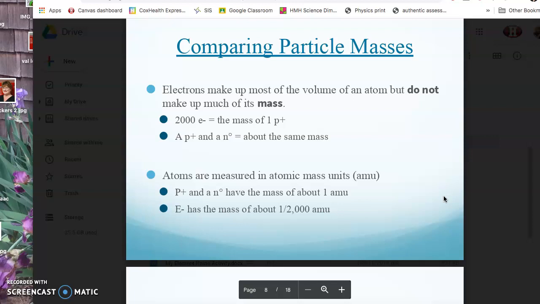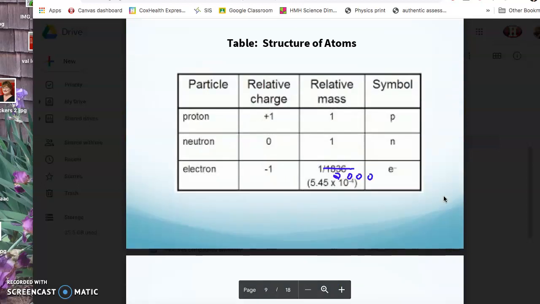Electrons, on the other hand, have about the mass of 1/2000th atomic mass units. So it's going to take 2,000 electrons to equal the mass of one proton. And we could put this all on this nice table to review what we just learned: the protons have a positive charge, a mass of 1, and a symbol of P. The neutrons have no charge, a relative mass of 1 atomic mass unit, and their symbol is N. Electrons have a negative charge. Its mass is 1/2000th of an atomic mass unit, and its symbol is E.